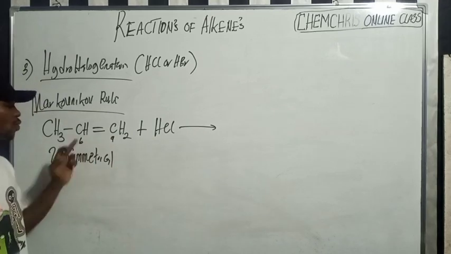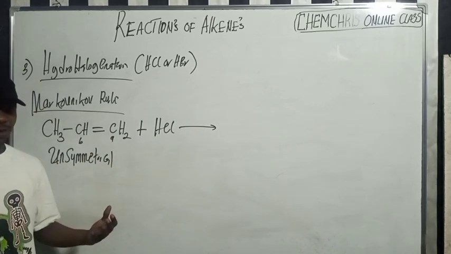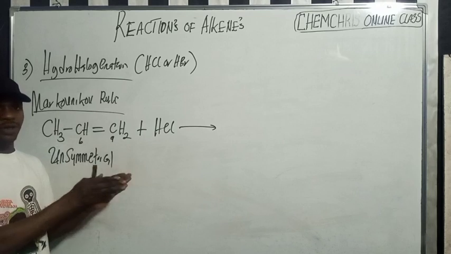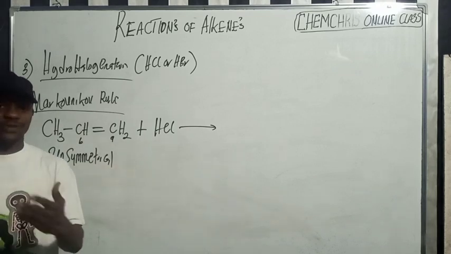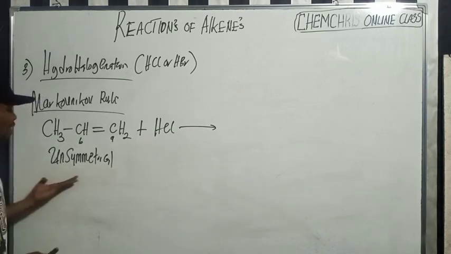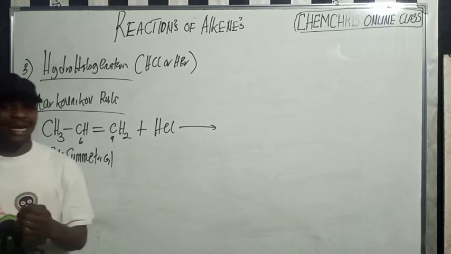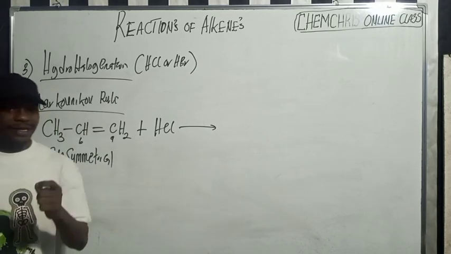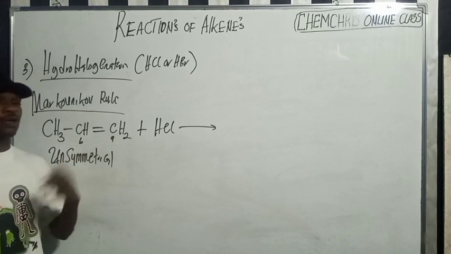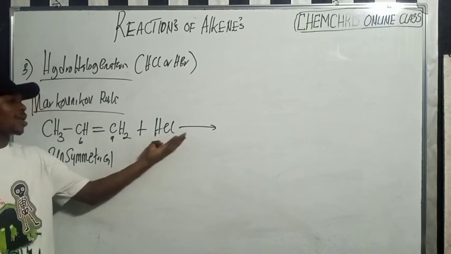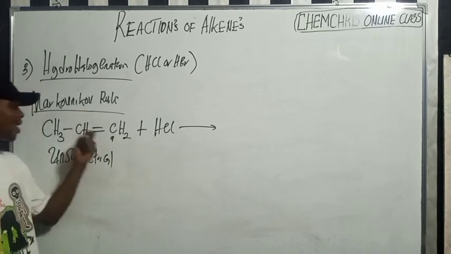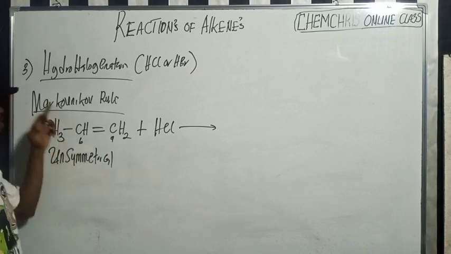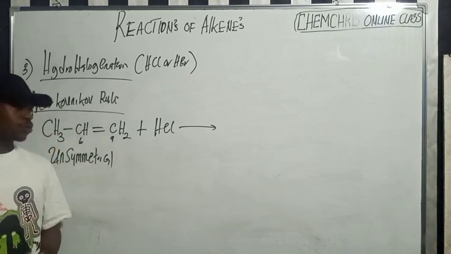The main reason why it's called unsymmetrical is because this carbon atom has two hydrogen and this one has one hydrogen, so they're not the same. Symmetrical means that they have equal numbers of hydrogen. Unsymmetrical means they have unequal numbers of hydrogen. So in an unsymmetrical alkene, hydrogen is only added to the carbon atom with more hydrogen, while the other group of atoms is added to the carbon atom with less hydrogen. It's called the Markovnikov rule. Do you understand?